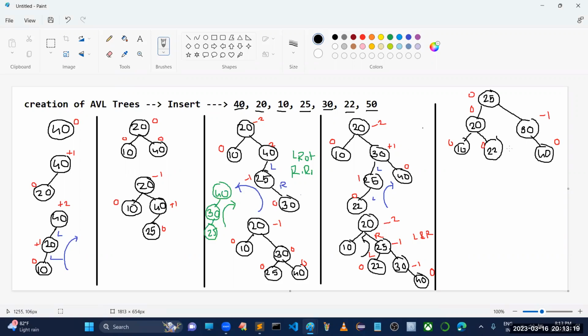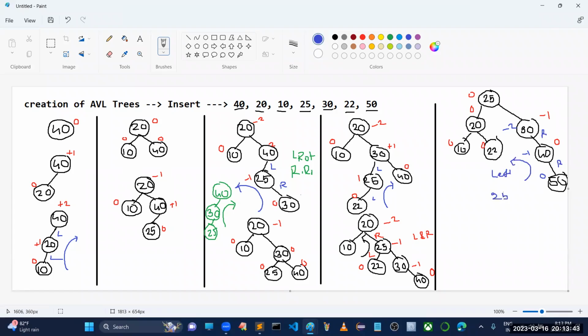What is the next node? 50, where it has to be inserted here. Directly I'm writing here. What about the balance factor? Definitely it is not going to match because it is 0, so it is minus 1, so it will become minus 2, right? So here itself imbalance is there. Sir, the newly inserted node is the right child of this right child. Which rotation do we have to apply? Left rotation. That means like this we have to rotate.